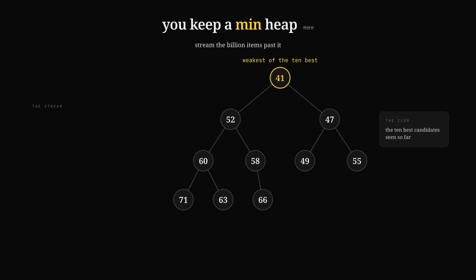A new item arrives. Compare it with the root. Once. If it can't beat the weakest member of the club, it has no business inside. Discard. Order 1. Against a top 10, that's what happens almost every time. If it does beat the root, the weakest member is out. Replace the root with the newcomer, sift down, log of 10, 3 or 4 swaps. One pass, 10 slots of memory.